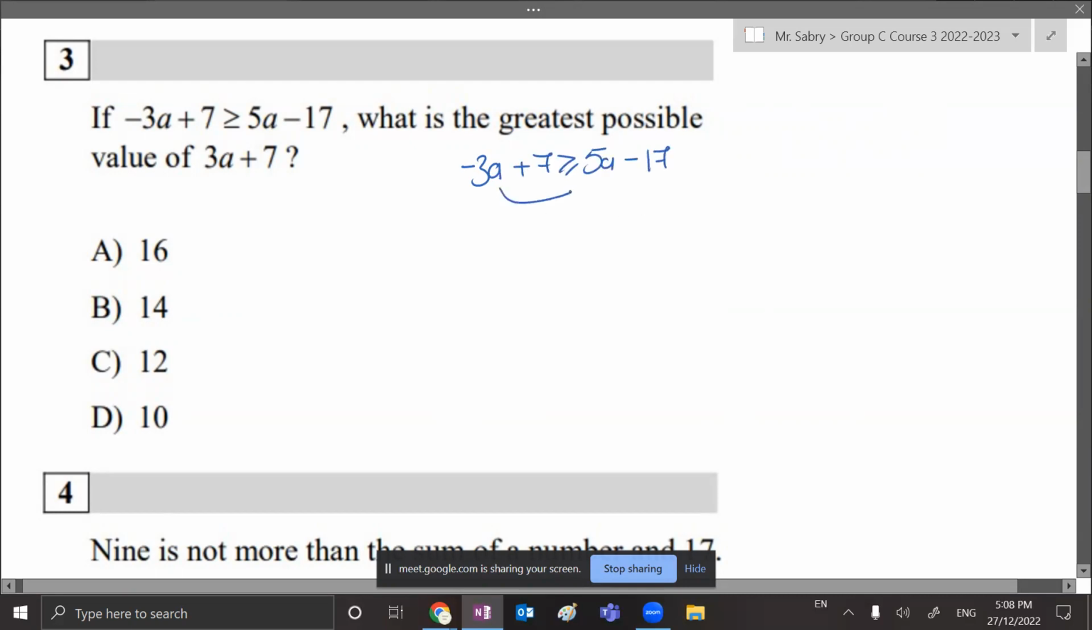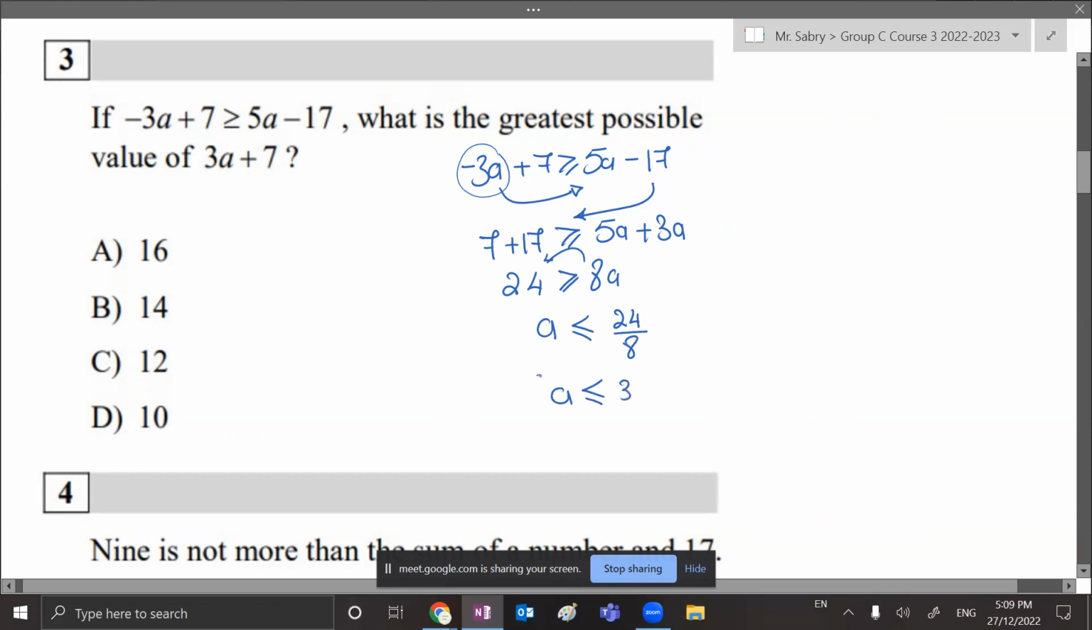I'll move the negative 3a to the other side and the negative 17 to this side. So I'll have here 7 plus 17 bigger than or equals 5a and then plus 3a, because the 3a was negative here, so it went to the other side as positive. 7 plus 17, that's 24. 5a plus 3a, that's 8a. So 8 goes to the other side by division. So a is less than or equals to 24 divided by 8, which means that a is less than or equals to 3.